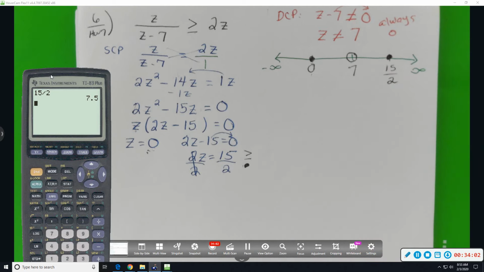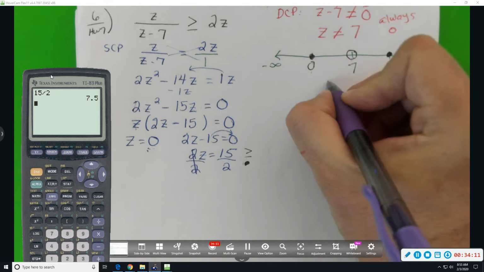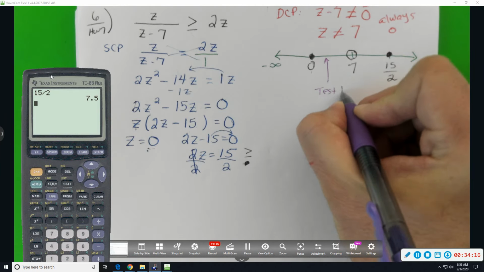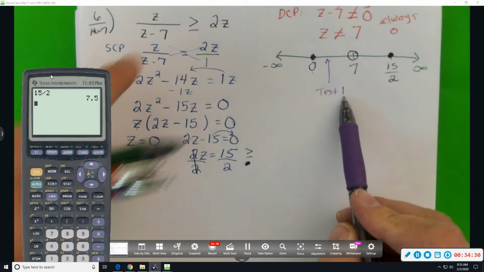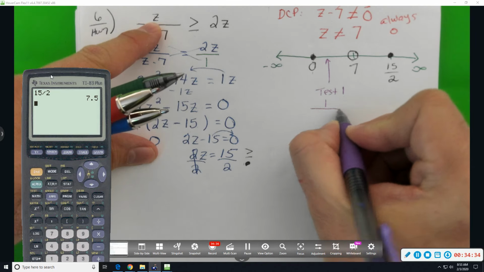How about a 1? Okay. Where would 1 lie? It's right between the 0 and 7. So this is the interval I'm testing. I'm testing the number 1. You can test whatever number you want as long as it's not 0, 7, or 7.5. You cannot test cut points. So I'm going to plug a 1 in up here. In place of the z, I'd have a 1 on top.